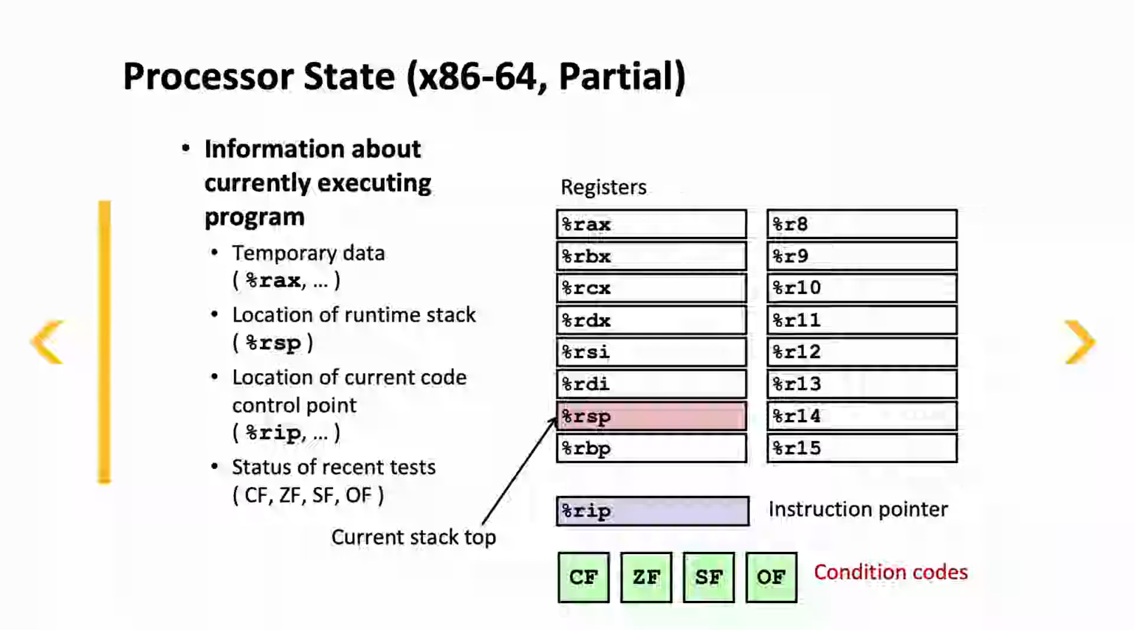We're going to have in RIP that instruction pointer. Intuitively enough, that's the location of the current code control point. That's just pointing to the next instruction to be executed. And we have the status of recent tests. These are referred to as condition codes, CF, ZF, SF, and OF. So let's take a look at what those mean.